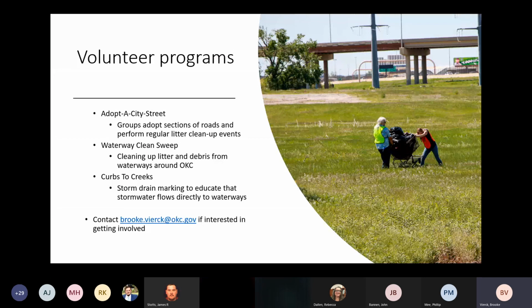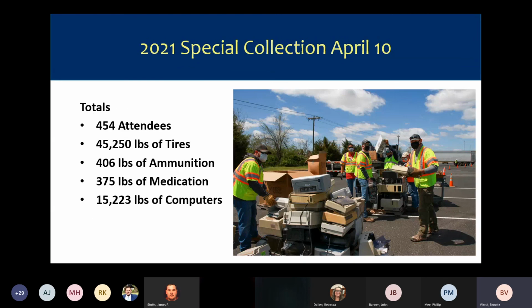These are our 3 volunteer programs in case you haven't heard them before in our other Floatables series webinars. We have our Adopt a City Street program, we have the Waterway Clean Sweep program, and the Curbs to Creeks. If you're interested in getting involved or setting up any of these programs for your organization, feel free to email me, contact me, let me know.